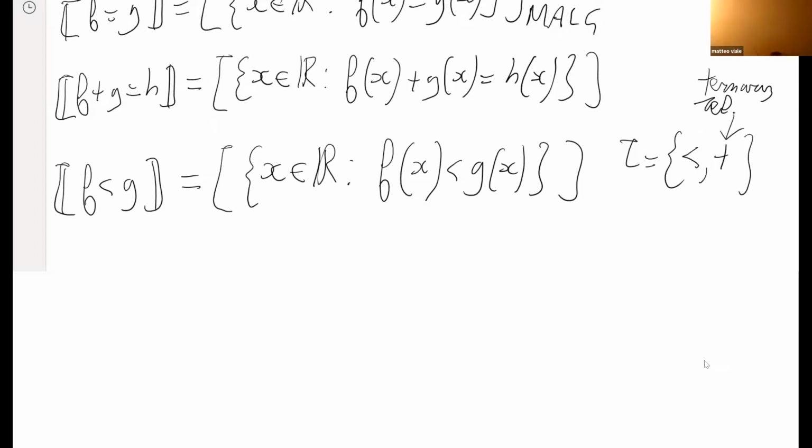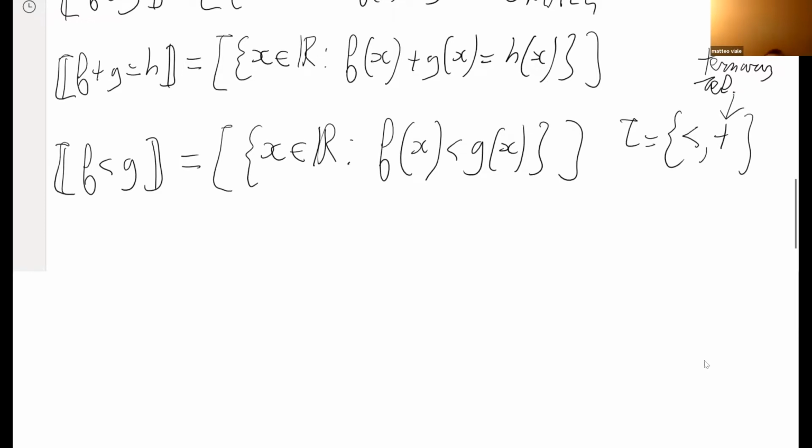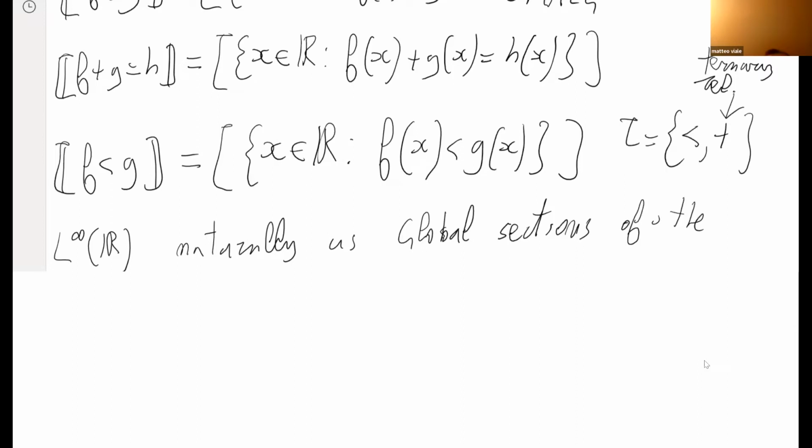Perfect. Okay, and where does the Grothendieck approach kick in? Well, if we think of L infinity R, this is naturally seen as a global section of a presheaf. Which presheaf?